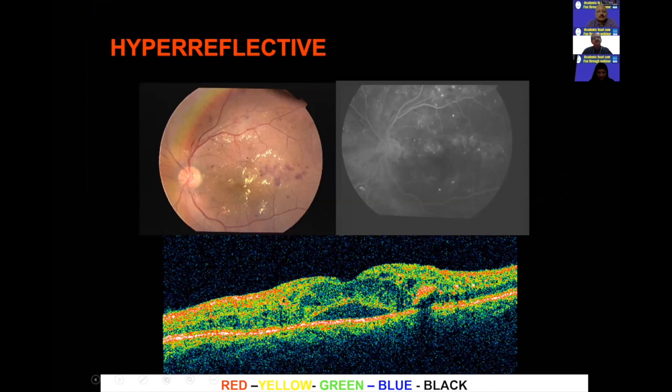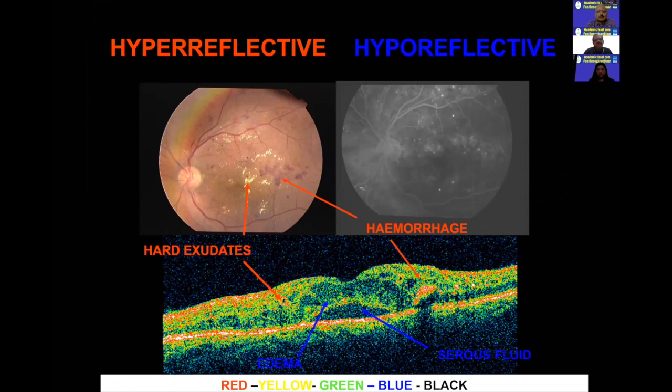So now the lesions can be hyperreflective or they can be hyporeflective. The hyperreflective lesions can be hard exudates or hemorrhages. They are represented as the red or yellow colors in the pseudo color coding. And the lesions can be hyporeflective; the hyporeflective lesions can be edema, serous fluid, or sometimes the atrophic areas.